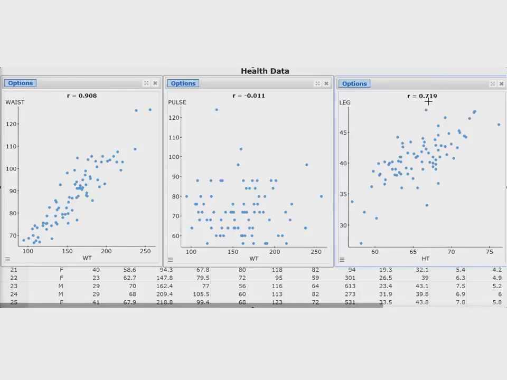So notice this one has an R value of 0.719. So it's not nearly as close to 1 as the one on the left of the screen is. That one was 0.908, and there was a much clearer linear pattern. This one is 0.719, and there's a pattern, but it's not super clear.